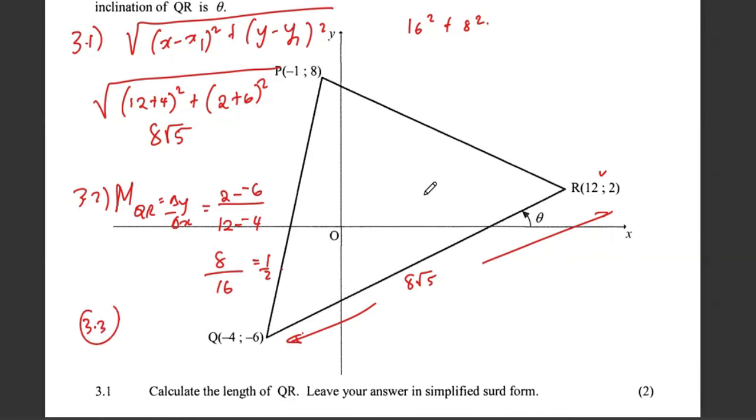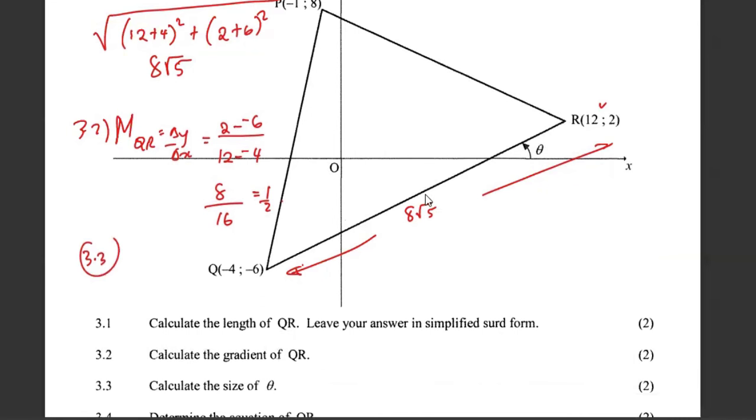Okay, and then 3.3, calculate the size of theta. So we know that m is equivalent to the tan of theta. So theta should be the arctan of a half. And what does that give me? The arctan of a half is 26,57 degrees. Okay, 3.1, 3.2, and 3.3 answered.